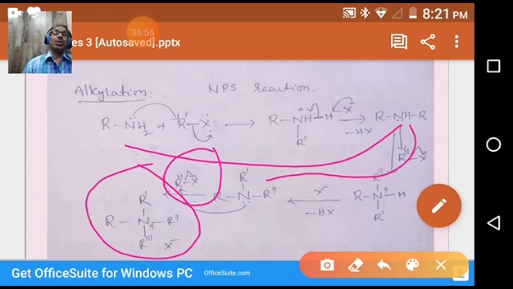So what is alkylation? In the course of the alkylation reaction, hydrogens are replaced by alkyl groups one by one. This is alkylation. It is a nucleophilic substitution reaction. I think you understood.